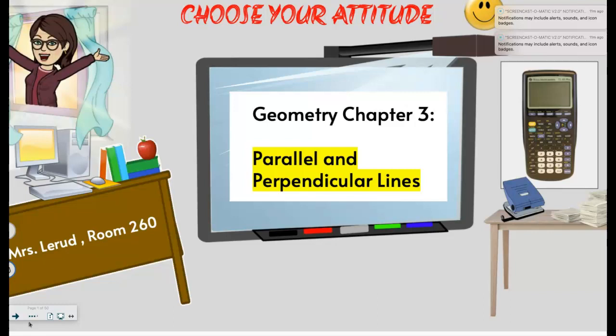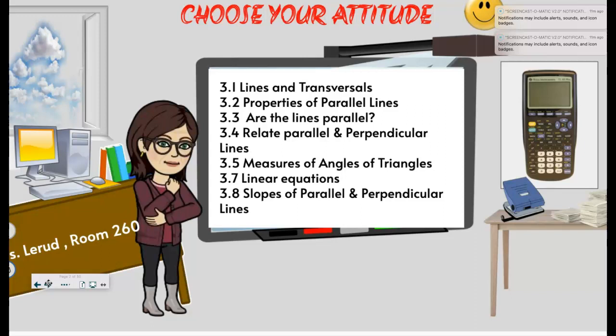In chapter 3, you're going to be working on parallel and perpendicular lines and a lot of stuff that goes with them. So here's the order of the skills we're going to cover. It goes very much algebraic at the end here. At the beginning today, lots of vocabulary. Then it goes to some algebraic properties. And then it just moves on from there, so you can read that if you want to.